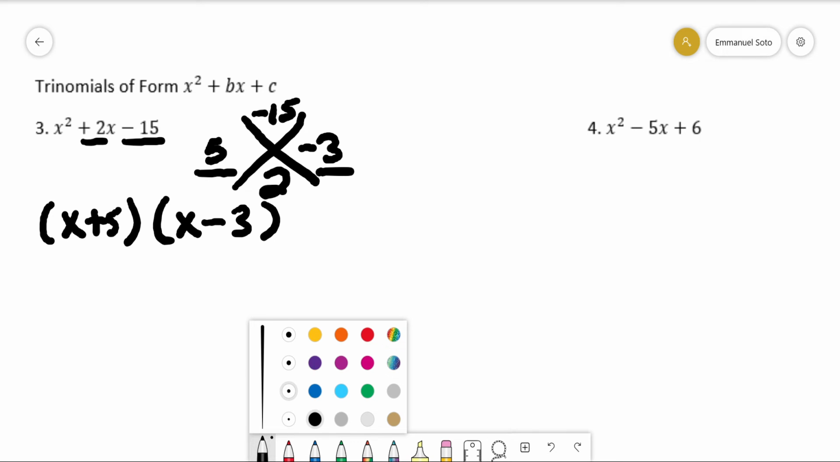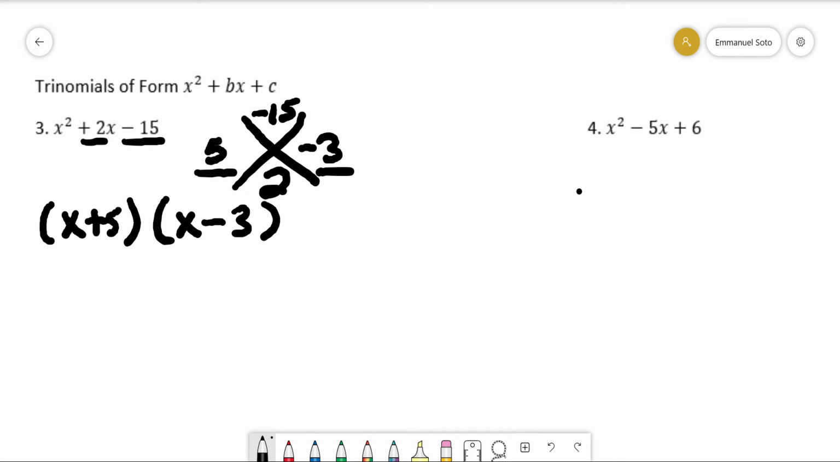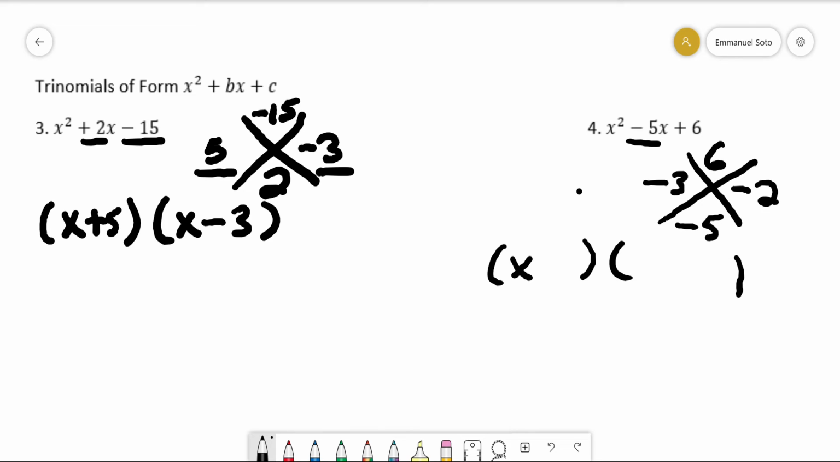So in this example here, let me go ahead and reduce this a little bit. All right, so in this example, we have factors of 6 that add up to negative 5. In that case, that would be negative 3 and negative 2. Negative 3 times negative 2 is positive 6. So we got our double parentheses. We have x minus 3, x minus 2, and that's our answer for number 4. All right, so that's how we factor these guys.